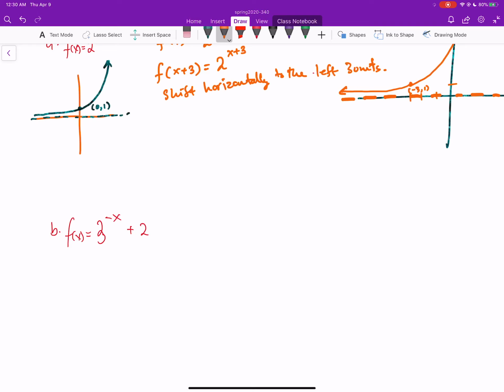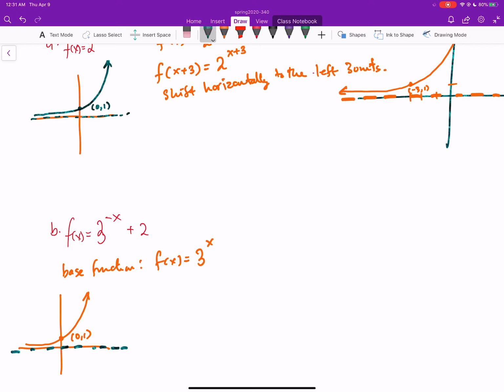So the next one, my base function is f of x is equal to 3 to the x. And that graph looks like this, passing through 0, 1 with a horizontal asymptote right there. So what does it mean to have 3 to the negative x?